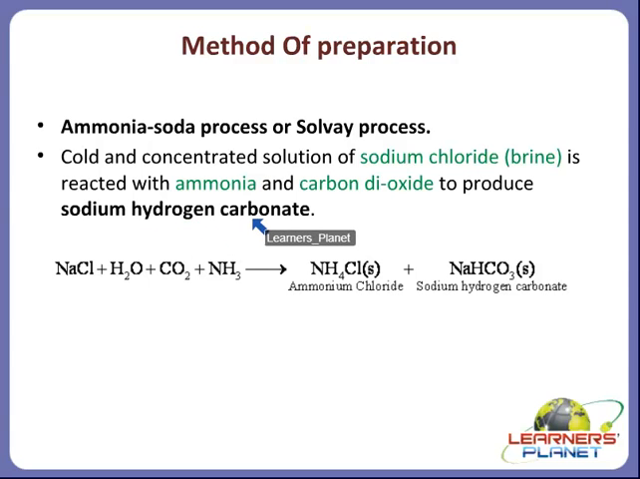Clear, students? So it is producing sodium hydrogen carbonate first. This sodium hydrogen carbonate is also called sodium bicarbonate, right? That is NaCl aqueous, that is with H2O, it is reacted with carbon dioxide and ammonia, and what it gives is ammonium chloride and sodium hydrogen carbonate. Now we have got solid sodium hydrogen carbonate in our hand. How can we prepare sodium carbonate from this?